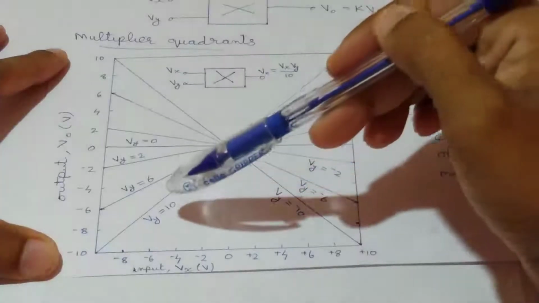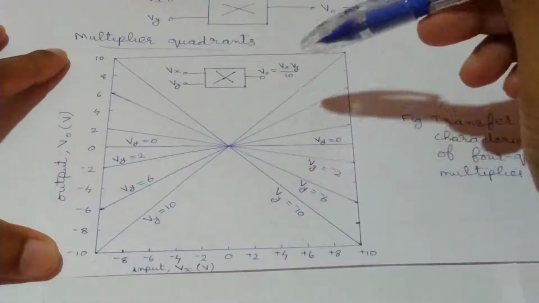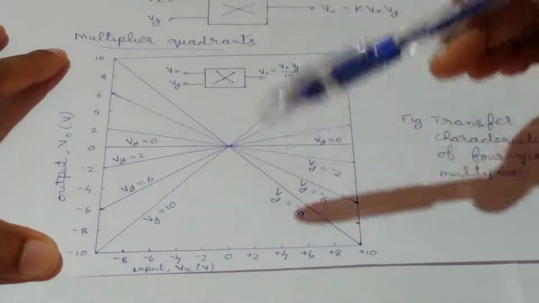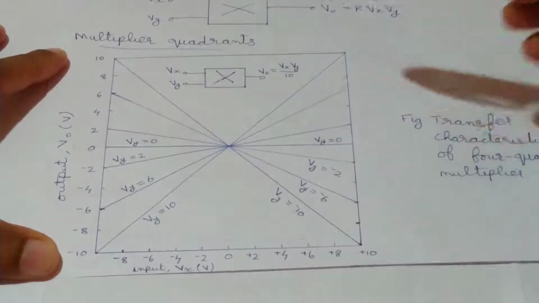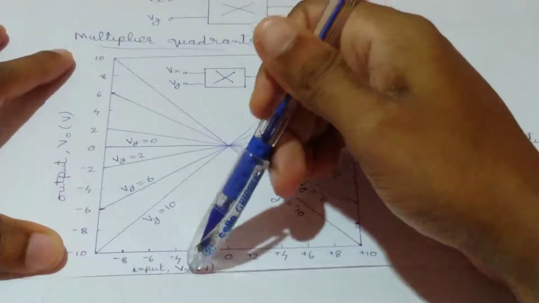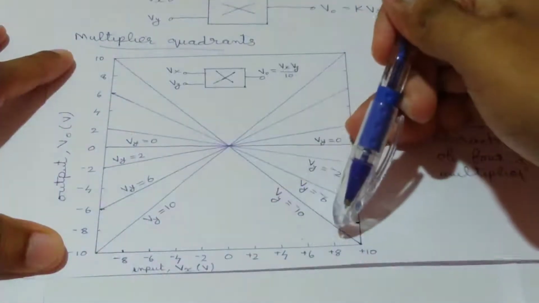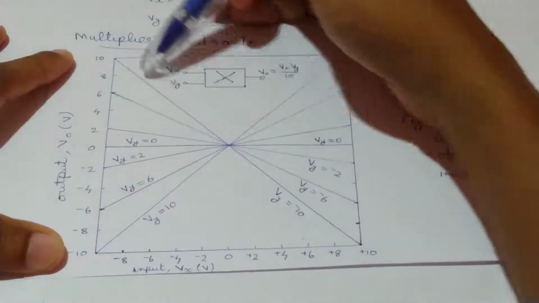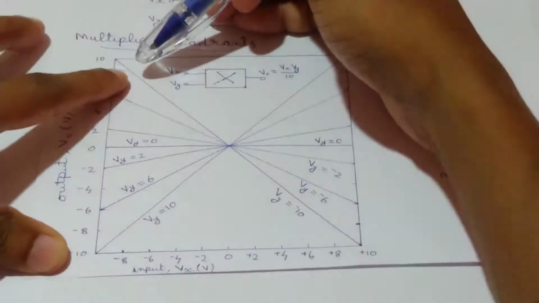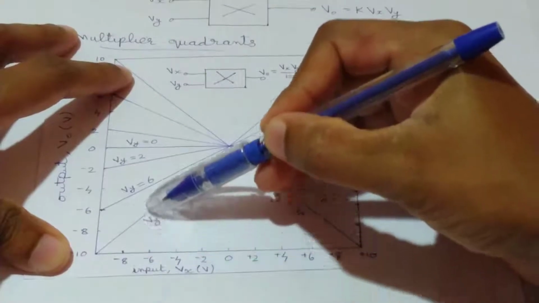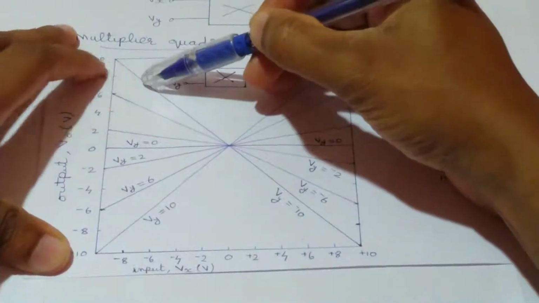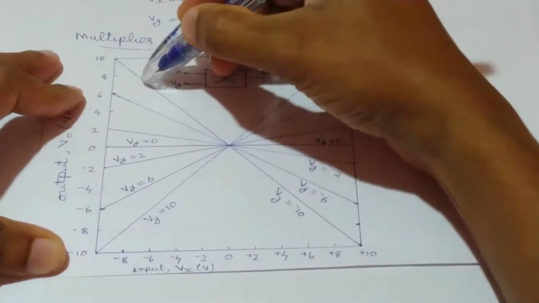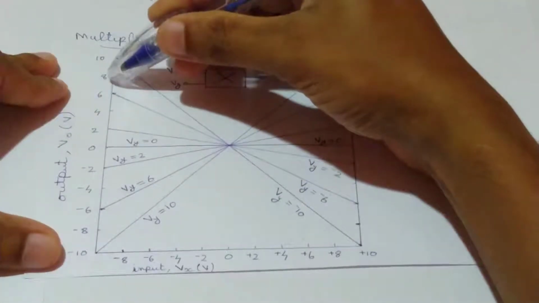Then as a second example, consider Vx value is -6 and Vy value is -10 volt. The -6 point of Vx is here and the line corresponding to Vy equal to -10 is this one. So we need to extend from here vertically to this line. The intersection of those two will give our output voltage.